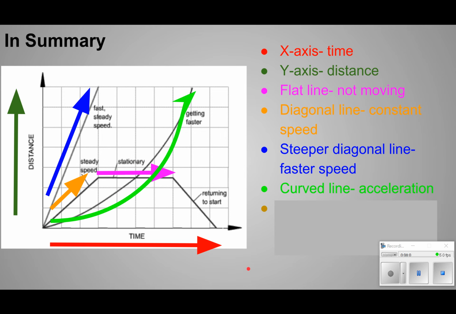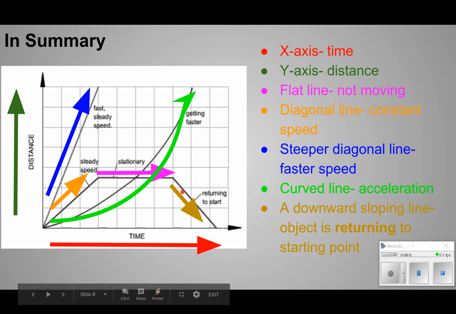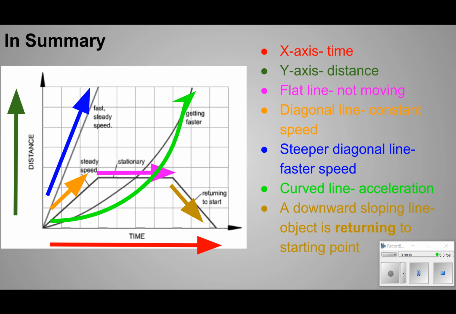Now this last one is where the line goes down, and we didn't really talk about what that means. Whenever you see a downward sloping line, the object is returning to its starting point. So this could be you leave your house and you drive at a constant speed, and then you pull over because you realized, oh no, I left my phone at home. So if your line was going back down, this would show us that you were going back to your original starting point. So don't get worried by that. It just means you're turning around and going home.